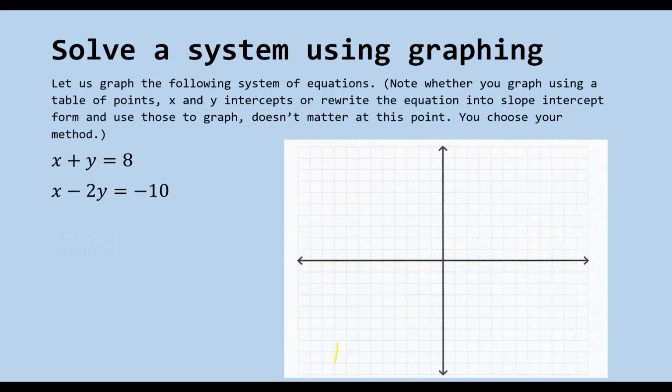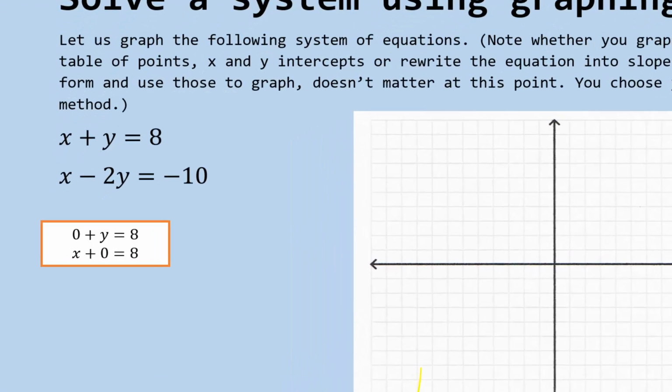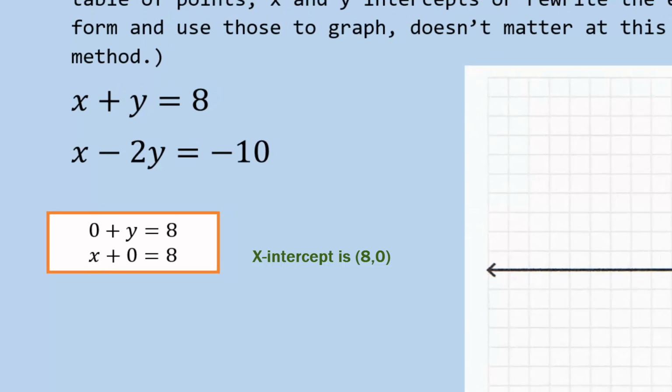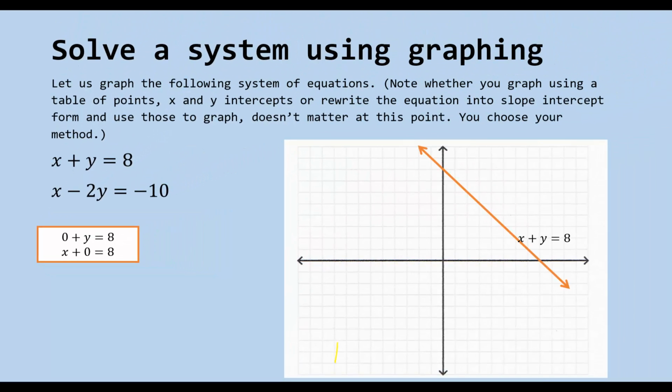I'm going to start with x plus y equals 8, and I am going to go ahead and use the intercept method. As you can see, I have put in 0 for my x, so I'm left with y equals 8, so that is my y-intercept. For x plus 0, I've put 0 in for y, so my x-intercept is 8. So graphing that line looks like this.